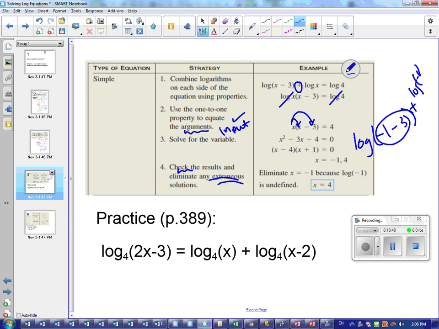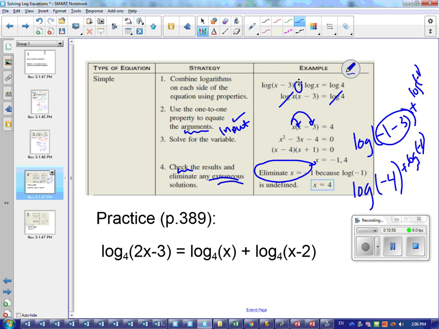-1 minus 3 is -4. Well, you can't take the log of negative numbers. The domain of a logarithmic function is values that are greater than 0. So you can't take the log of 0, can't take the log of a negative number. So -1 is an extraneous solution.